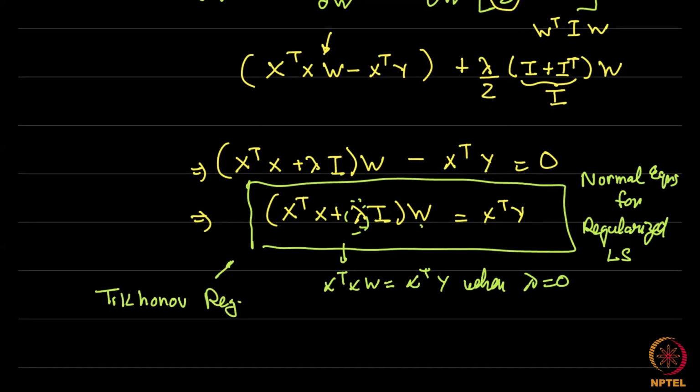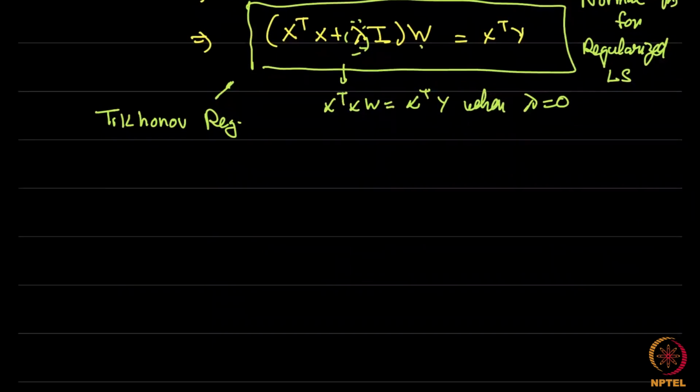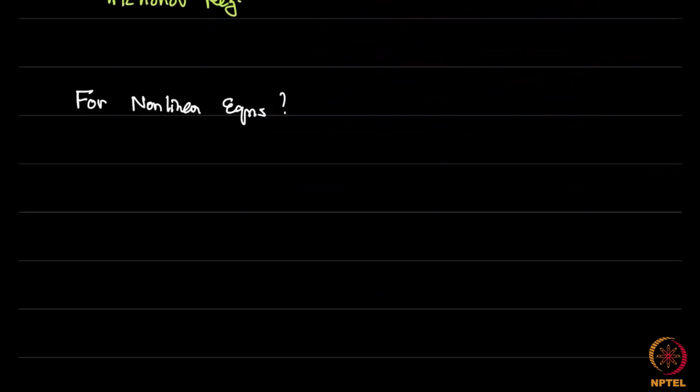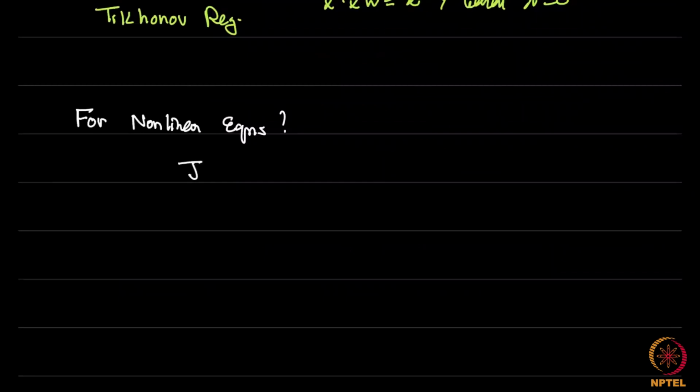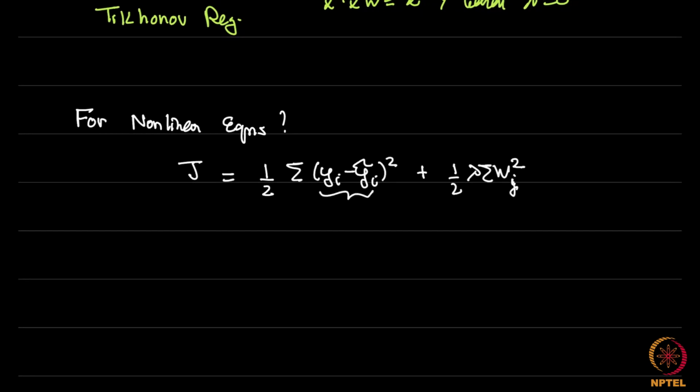What happens for a nonlinear system? Let's look at that next. So when we want to find out how the same idea can be used to regularize, let's say, nonlinear equations, we apply the same trick. We say that J is once again half of the sum of (yi minus y hat i) squared plus half lambda times the sum of wj squared, because the first summation is over data and this summation is over features, or the number of degrees of the polynomial that you have.